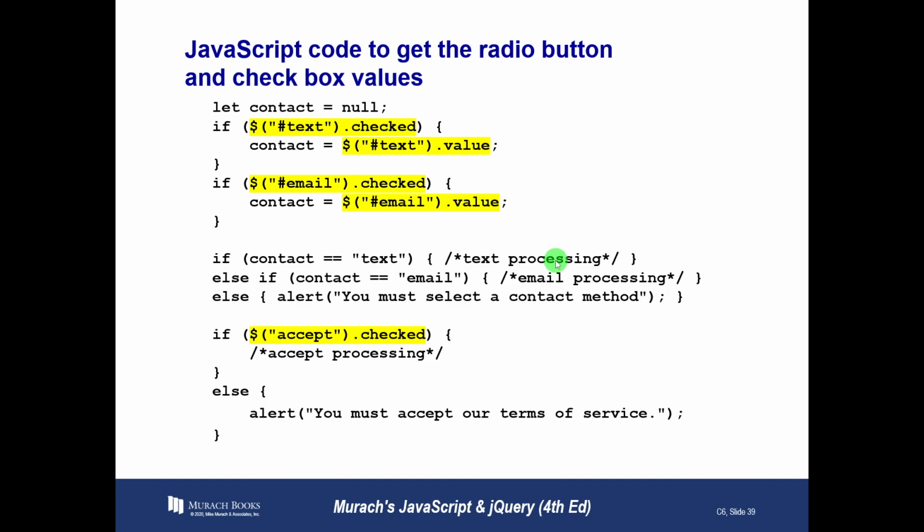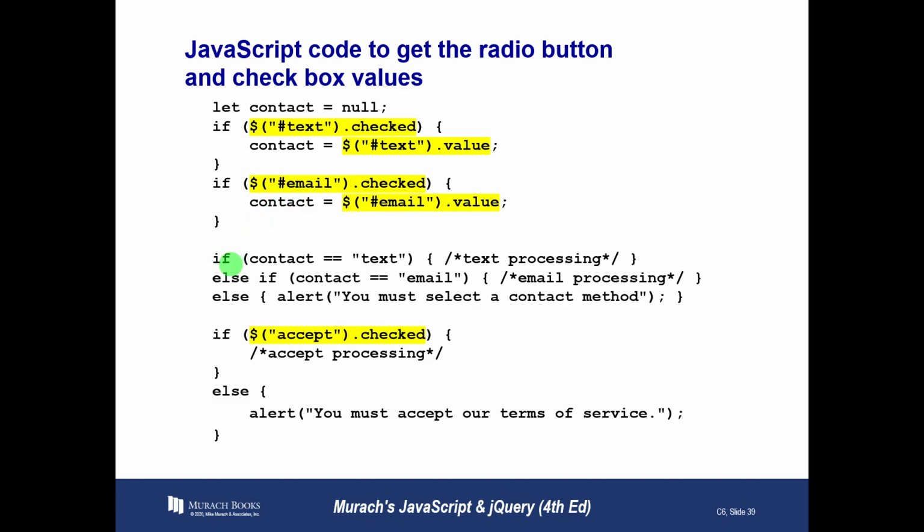So let's look at some code to get the radio button and checkbox values. Let's look here. We'll let contact equal null, so we're setting it to a null value. And then we're going to look, did they check text? If they check text, we're going to get the value that they typed in there, and we'll set that as the contact. If they selected email, we're going to get the value out of the email, and we're going to set that as the method for contact.